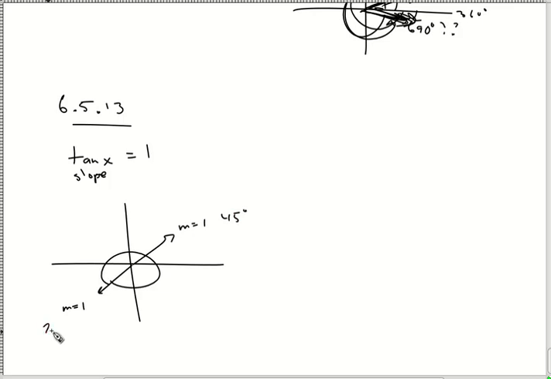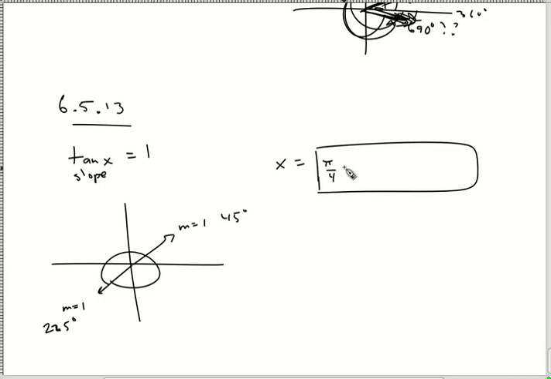Awesome. And at 225. Well, you're not going to catch me. Those are supposed to be radians, right? So, yeah, we got pi over 4 plus 2 pi n. And then I have 5 pi over 4 plus 2 pi n. Awesome. You are correct. My math lab says you're wrong.